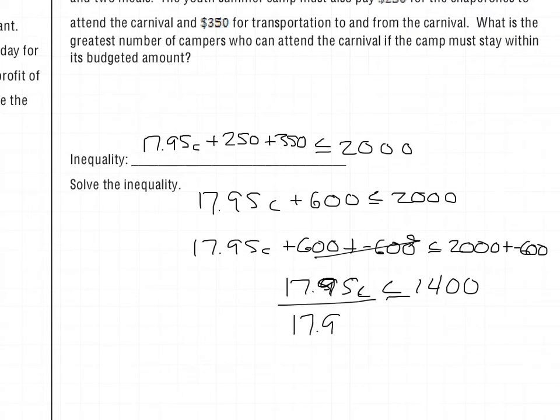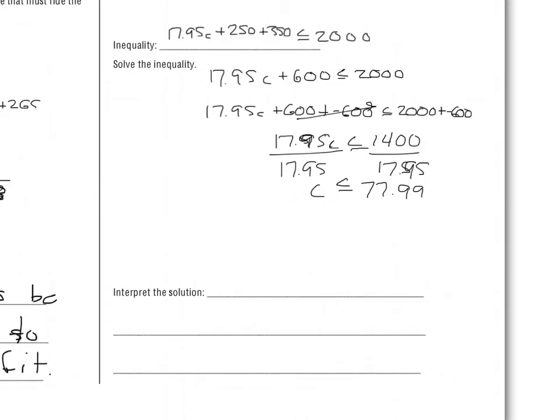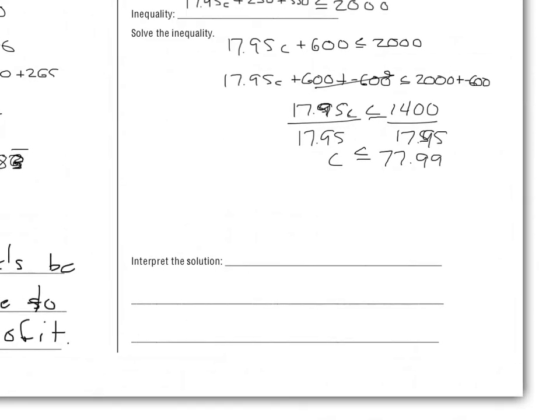So $17.95 divided by $17.95. Again, inequality is preserved. C is less than or equal to, and this should come out to about 77.99. And as we come down here, we want to interpret the solution. All right, so again, in the real world, we can't have 0.99 of a camper, which means that we're not going to have quite enough, something that's less than or equal to 77.99.